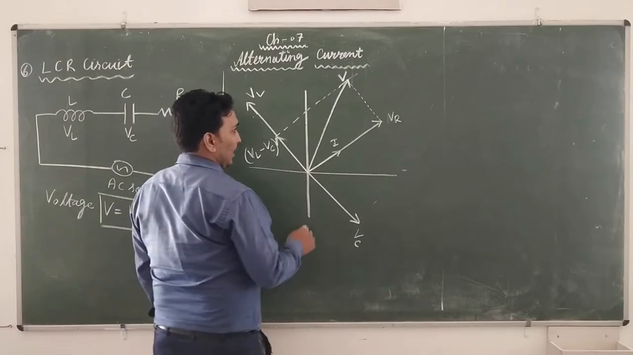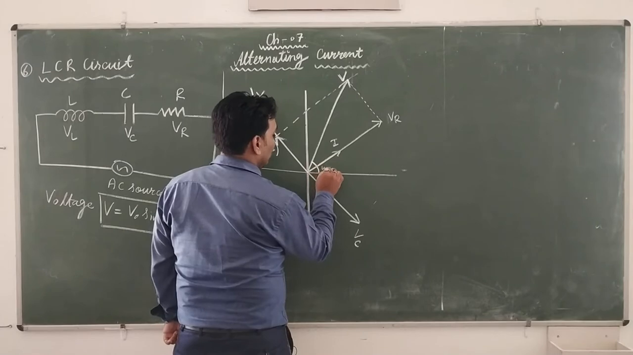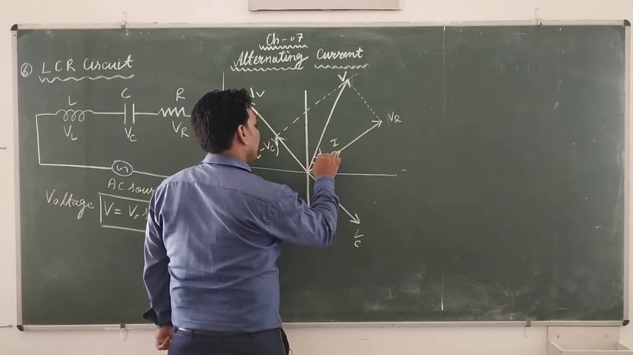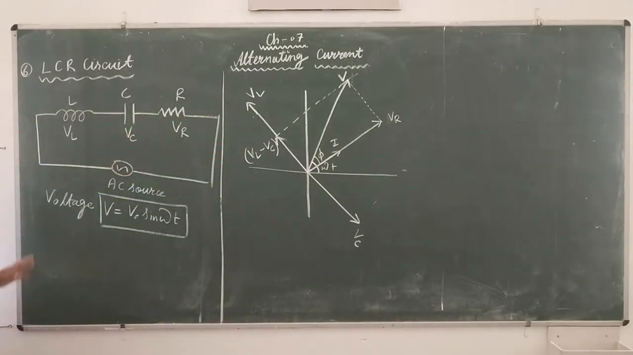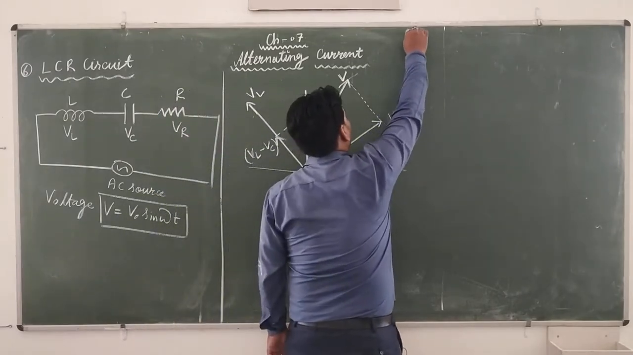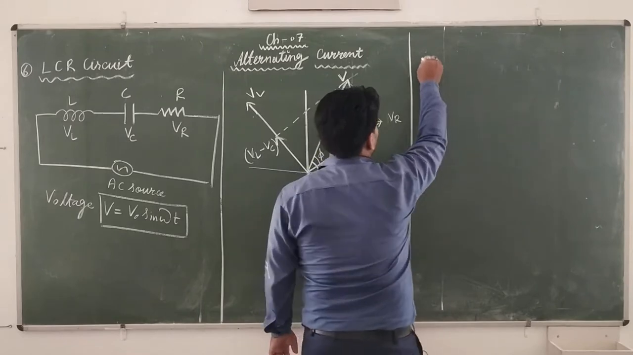Okay, and now the resultant voltage makes an angle what? Omega t, and the angle between voltage and the current is going to be phi. Okay, so this is the phasor diagram of the LCR circuit. Now we have to calculate the value of current from this phasor. How is it going to be calculated?